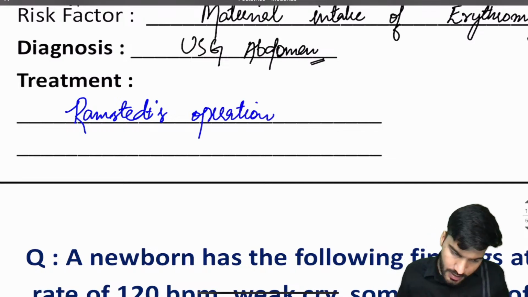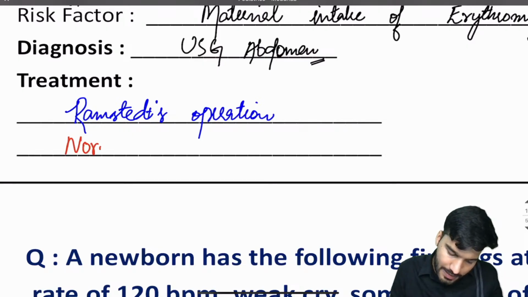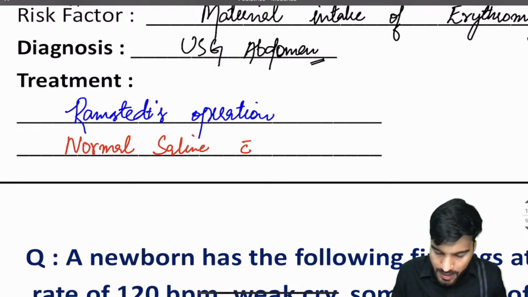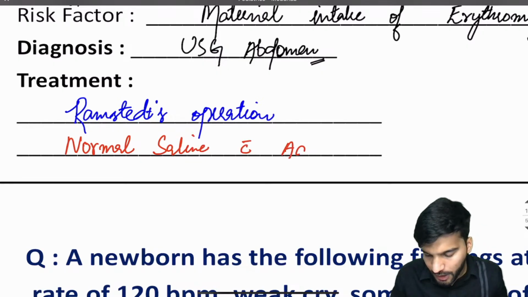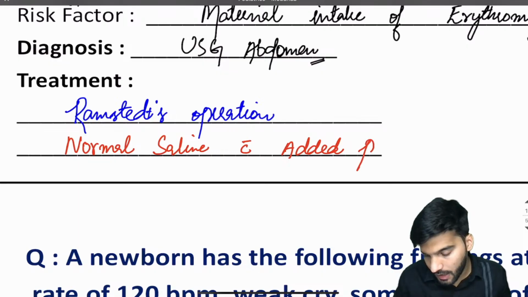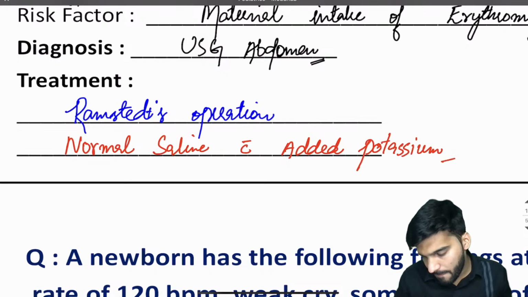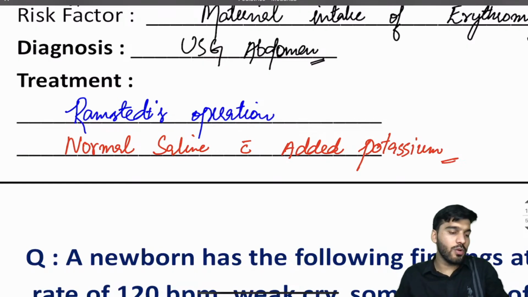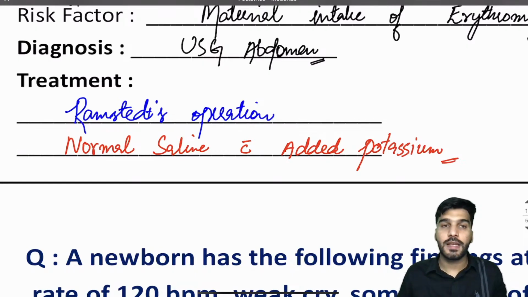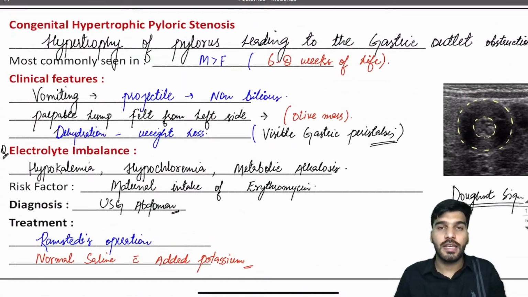Ramstedt's operation, and we should give IV fluids. Okay, normal saline with added potassium, because the patient is having hypokalemia as well. Clear? So this is all about the CHPS.